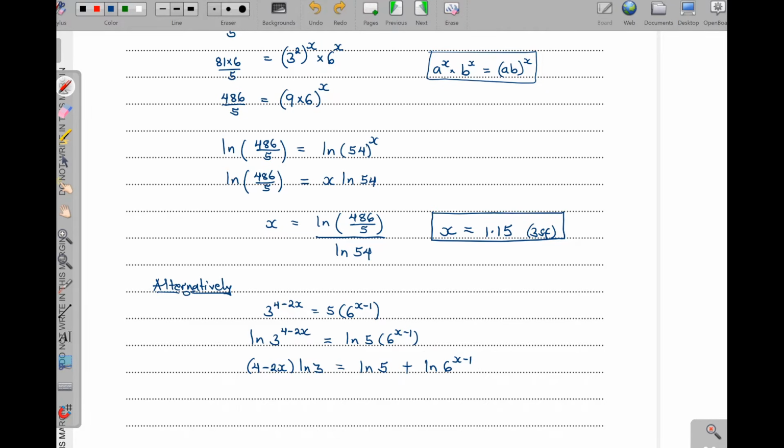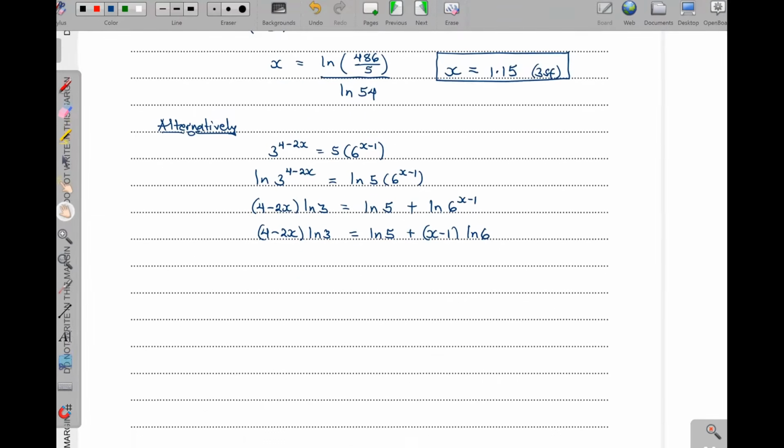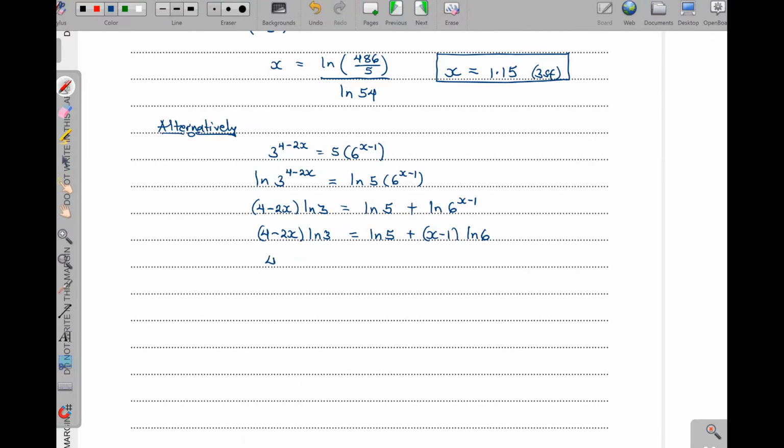Okay, I can first leave this one here, like that, which is equal to natural log of 5, then plus x minus 1, natural log of 6. Now we open the brackets and then we make x the subject of the formula. So here we shall have 4 times the natural log of 3 minus 2x, also times the natural log of 3. Then this way we have natural log of 5, and then here we shall have x natural log of 6, then minus 1 times natural log of 6, it is minus natural log of 6.